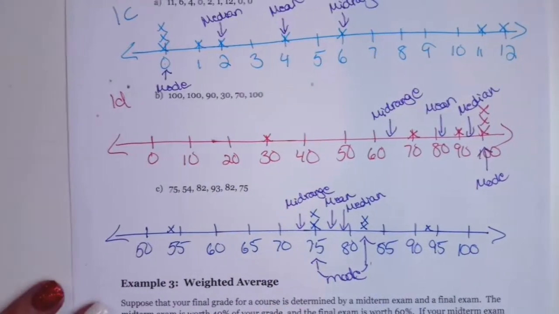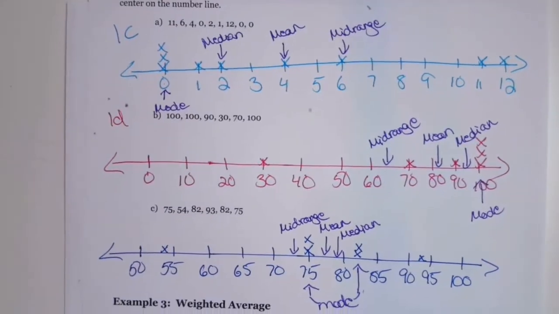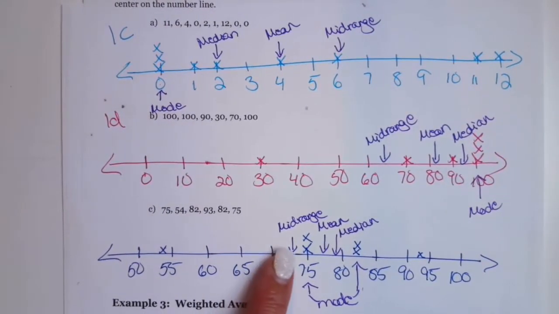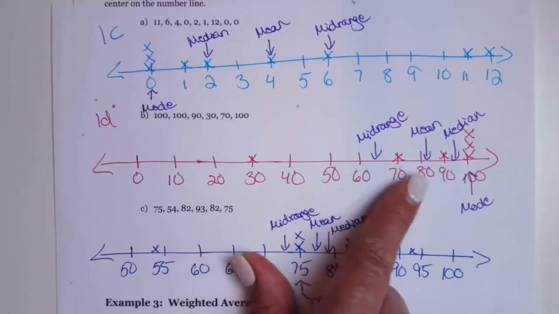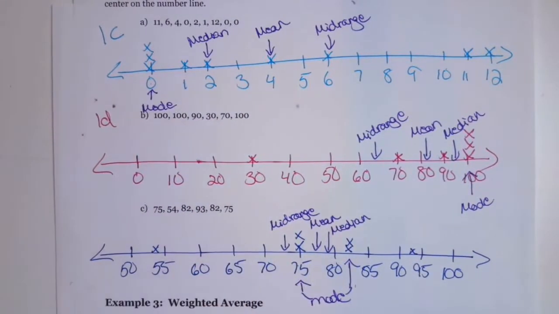So there we have them on a number line. And you can see how different, I mean, we've got different numbers, but how the mid-range, mean, median and mode are in different places for these.